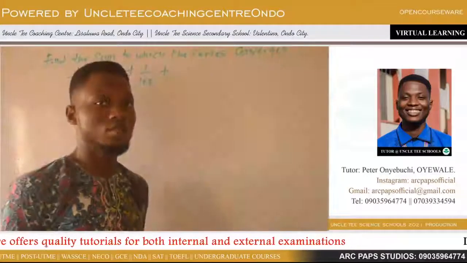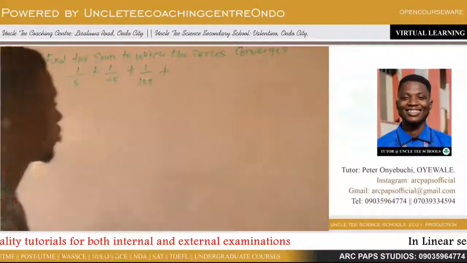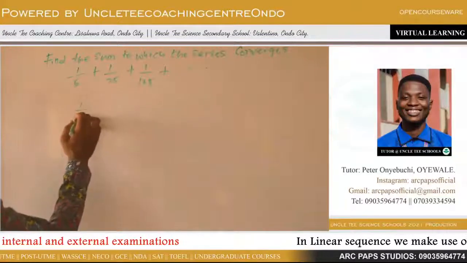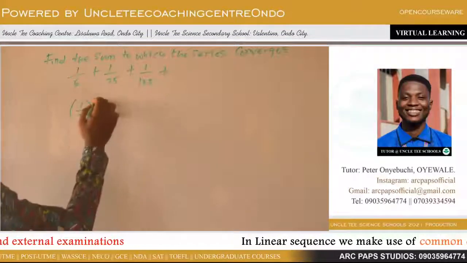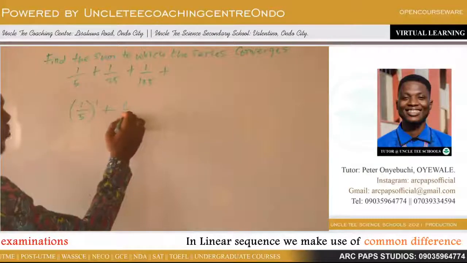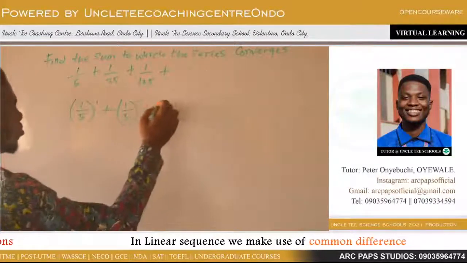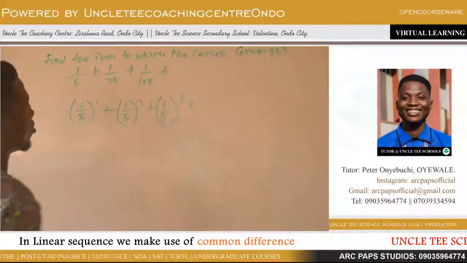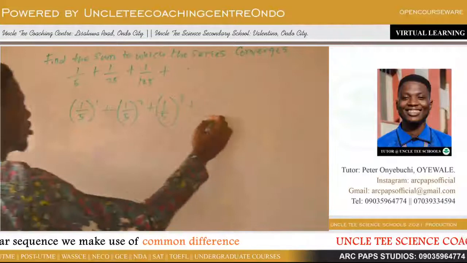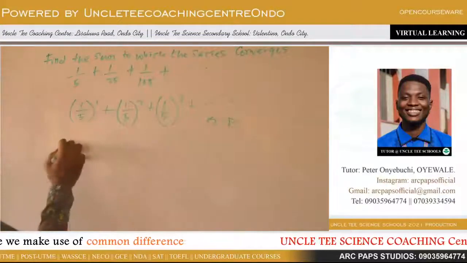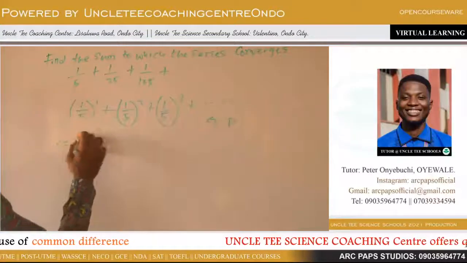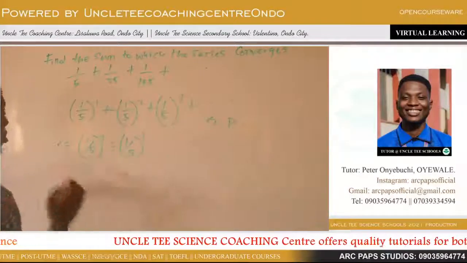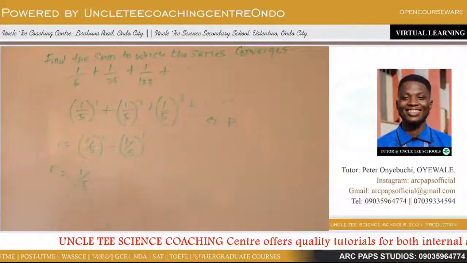Now in this question we have to find the sum of the series which converges to infinity. Now this can be represented as 1 over 5 raised to power 1 plus 1 over 5 raised to power 2, because 25 is 5 raised to power 2, while 125 is 5 raised to power 3. Now our common ratio will give us 1 over 5 raised to power 2 divided by 1 over 5 raised to power 1. It means our common ratio is 1 over 5.